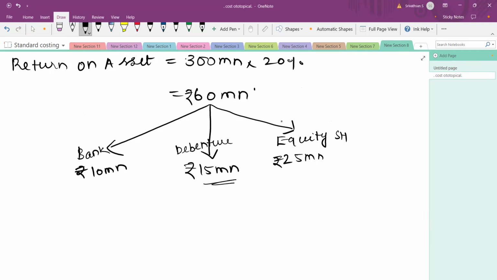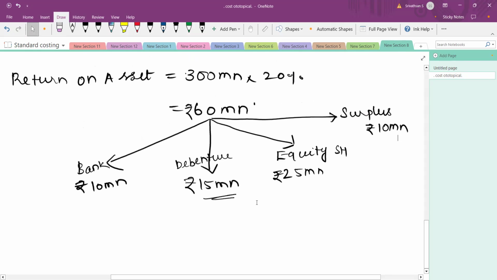So we had 50 million. Out of that, we took 15 million and we gave it to the debenture holders. So we are left with 35 million. Out of that 35 million, 25 million we will pay to the equity shareholders. Now we are left with how many? We had 35. We paid 25 to the equity shareholders. So we are left with 10 million, which is nothing but the surplus of rupees 10 million.